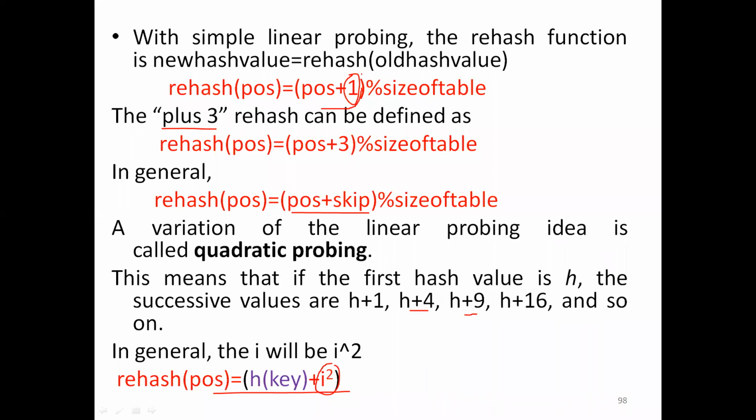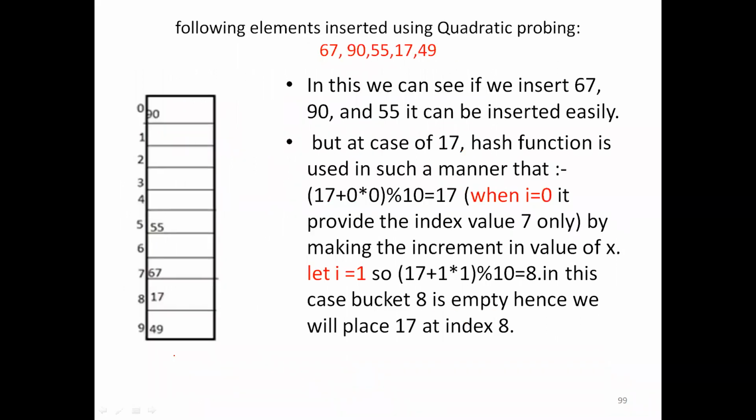Previously you used 1. Here, the first time I check for 1 square. If a collision occurs, I check for 2 square, so I move to the next 4 slots, directly jumping to the next 4th slot. So this is an example for quadratic probing. These are the given elements to store in the hash table. For example, we take the element 67, no issues; we directly insert it at the 7th index. Then 90, no problem, and 55, no issues.